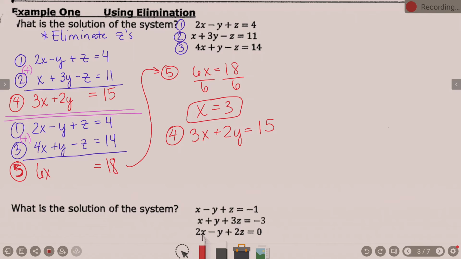So if it's 3x, what do we know? You plug in 3 times x, and x is 3. So do the math with me. 3 times 3 plus 2y equals 15. 3 times 3 is 9 plus 2y equals 15.